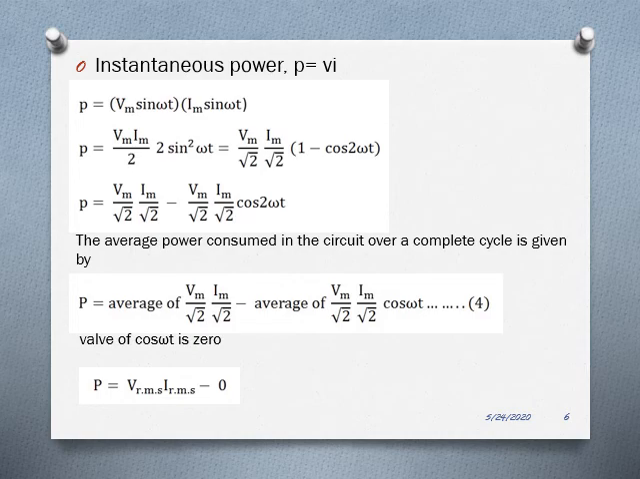The power in a purely resistive circuit is positive at all instants. That is, power in a purely resistive AC circuit is never zero. This means that power is always absorbed in a resistive circuit, and the same is dissipated as heat.